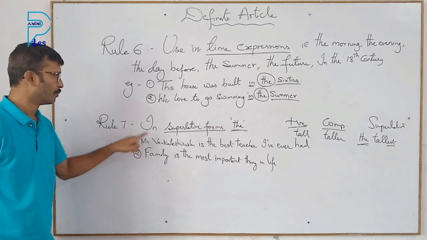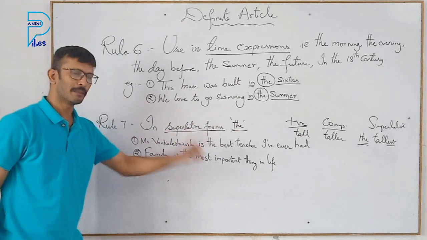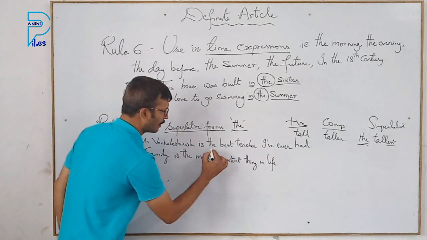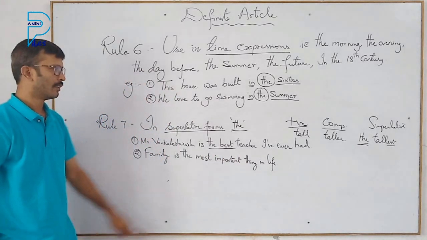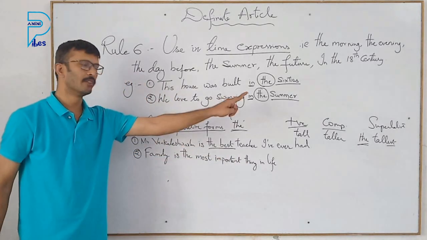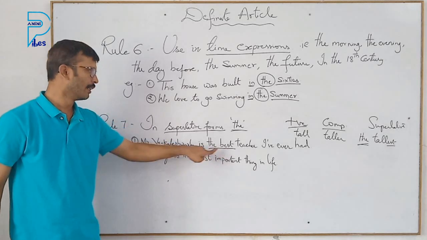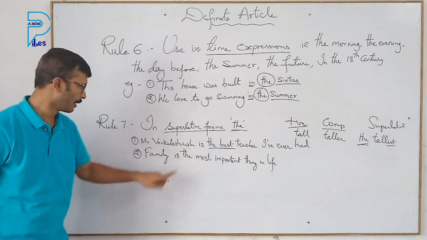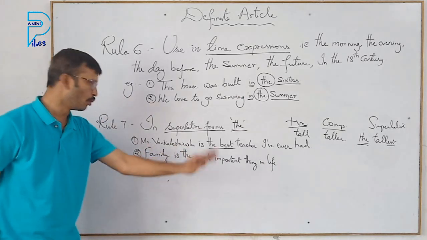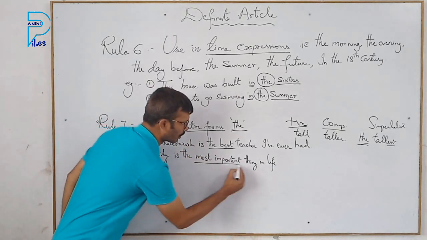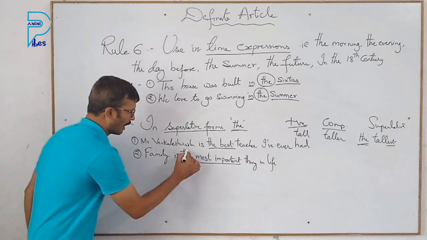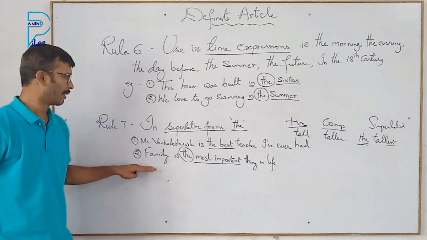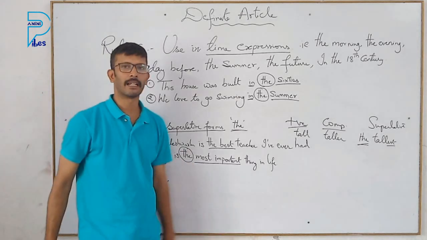Like for example, Mr. Venkateshwarlu is the best teacher I have ever had. Here best is the superlative degree, a superlative adjective, so in front of the superlative we use the. In the same way, family is the most important. So here most important is a superlative degree, so I have used the in front of the superlative degree. Family is the most important thing in life.